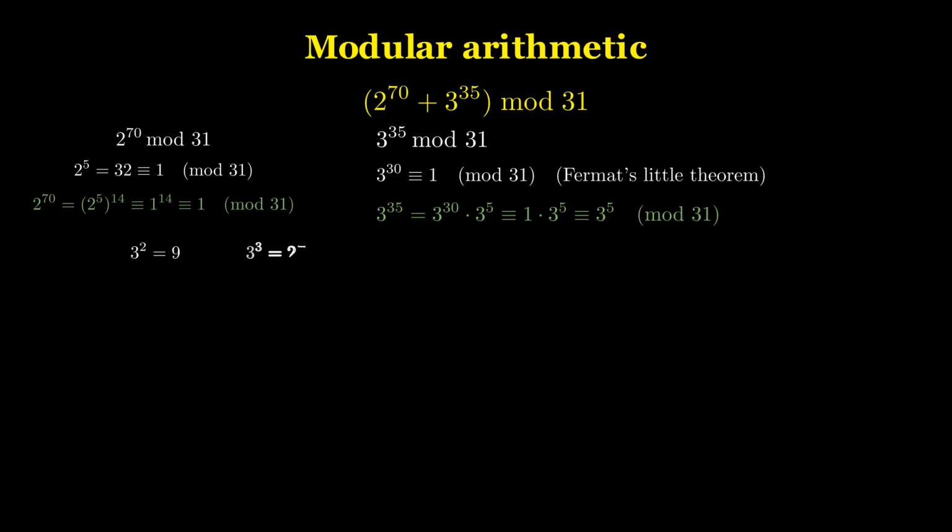Compute 3 to the 5th step by step. 3 squared is 9. 3 cubed is 27. 3 to the 4th is 81. And 3 to the 5th is 243.